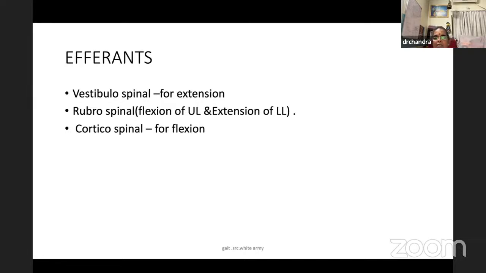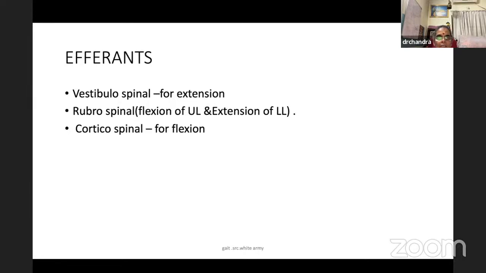So we know the decerebrate posture. Decerebrate posture is mediated through the vestibulospinal tract, when the hands are extended and the legs are also extended. Decorticate is flexion of the upper limb and extension of the lower limb. That is mediated through the midbrain rubrospinal pathway. And the corticospinal tract is the long latency flexor reflex afference for flexion.